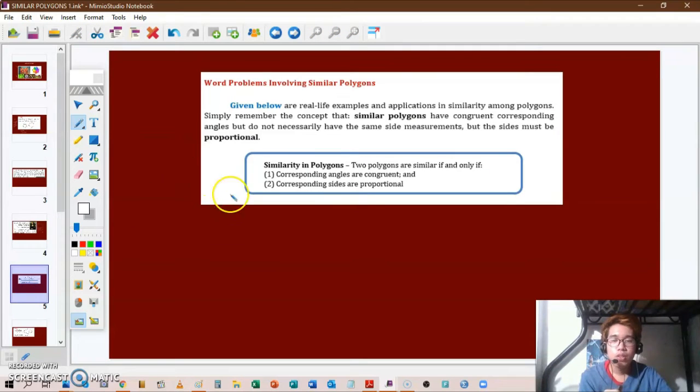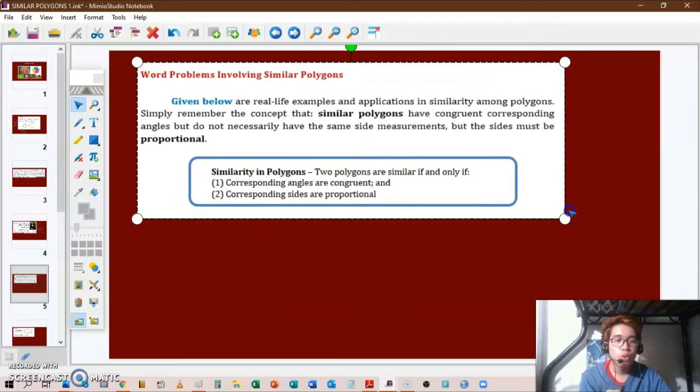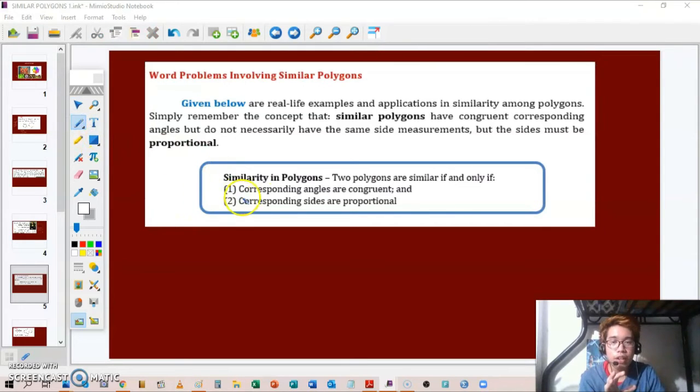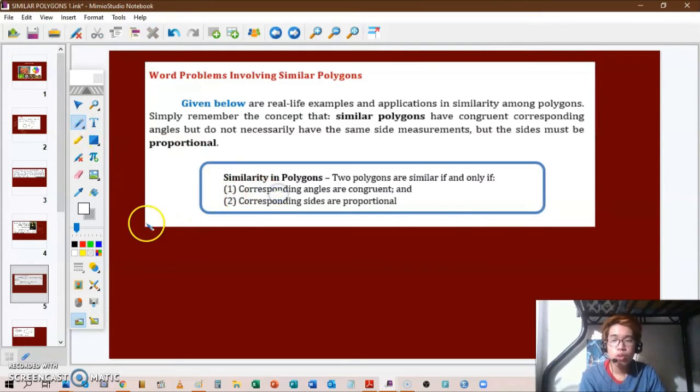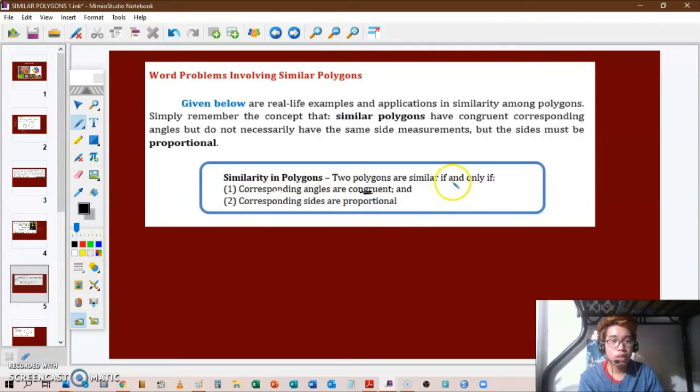Okay, so we have here word problems involving similar polygons. So the case for similar polygons, in order to make it clearer, similar polygons are similar if and only if their corresponding angles are congruent, and their corresponding sides are proportional.